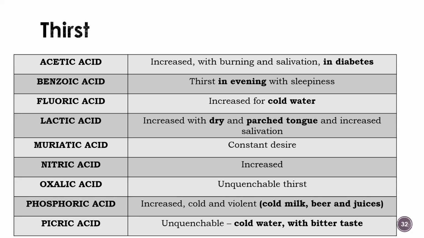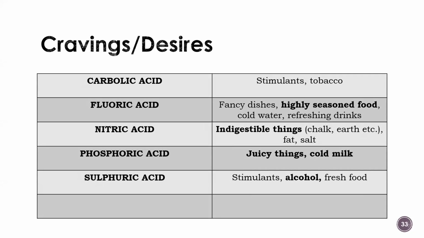So if you need to refer to these slides, you can always go back to the recording and read whenever you want. Okay. So coming to cravings. So carbolic acid has stimulants and tobacco craving. Fluoric acid for highly seasoned food or fancy dishes, just like nux vomica. Cold water and refreshing drinks. Nitric acid for indigestible things like chalk, earth, etc. Then for fat and salt. Phosphoric acid, juicy things and cold milk. Sulfuric acid, stimulants, especially alcohol and fresh food. Okay.